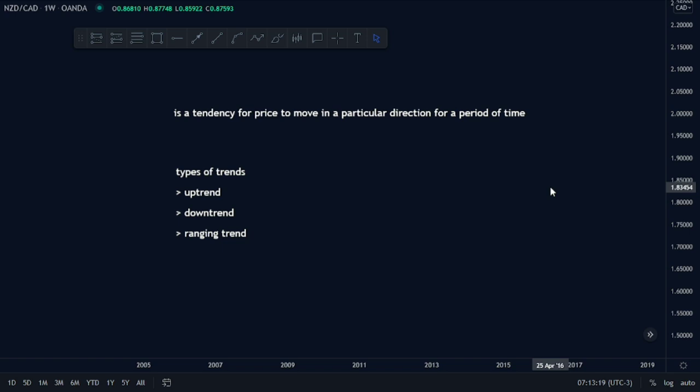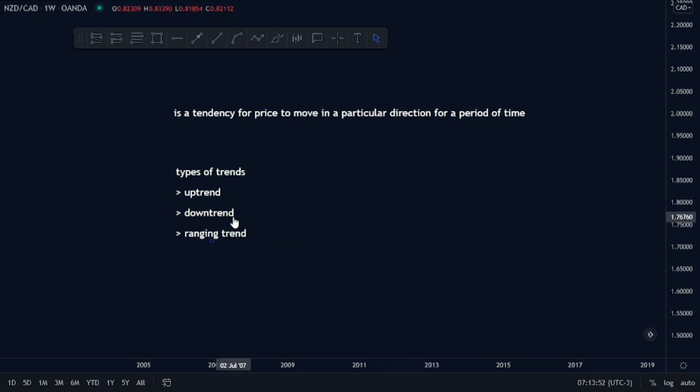So now, in the market, we basically have three types of trends. An uptrend, which is a bullish market. A downtrend, which is a bearish market. And a ranging market, which is a sideways market. These are the three types of trends that you're going to find mostly on the forex market. So now let us identify each of these trends one by one and give an illustration on the screen of how they look and how to identify them.